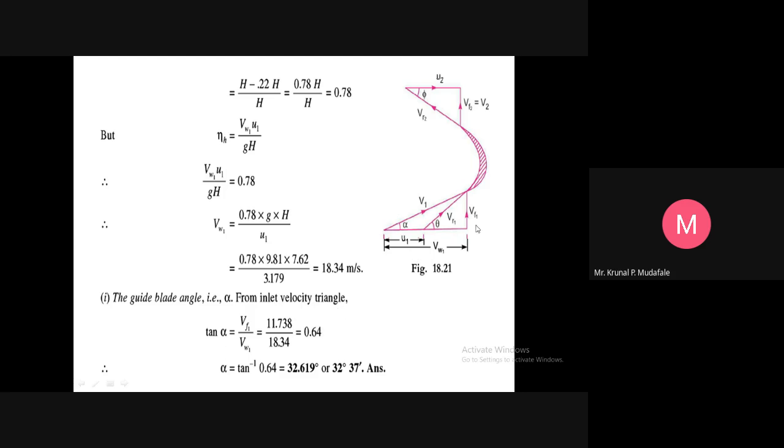The guide blade angle, that is alpha, from the inlet velocity triangle: tan alpha equals the opposite side upon adjacent side. The opposite side is VF1 and the adjacent side is VW1. So you just put in the values for VF1 and VW1. You will get alpha as the tan inverse of this 0.64, which is 32.619, or 32 degrees 37 minutes, right? So that was our main first target, to find the guide blade angle. Okay, so our first target is complete.